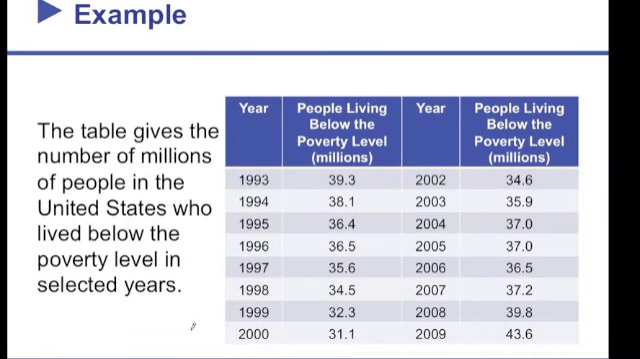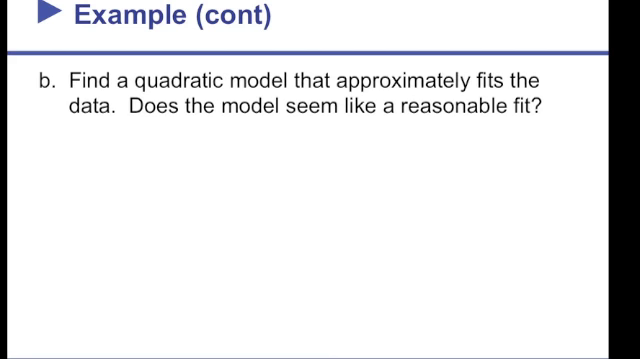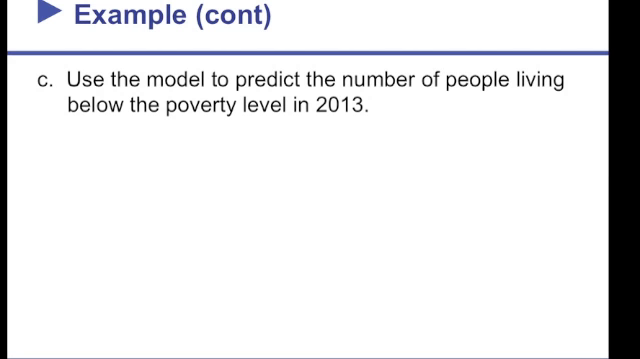Next, we have a table that gives the number of millions of people in the United States who live below the poverty level in selected years. Let's see what we need to do with this. Create a scatter plot with x equal to the number of years after 1900. Find a quadratic model that approximately fits the data. Does the model seem like a reasonable fit? Use the model to predict the number of people living below the poverty line in 2013.